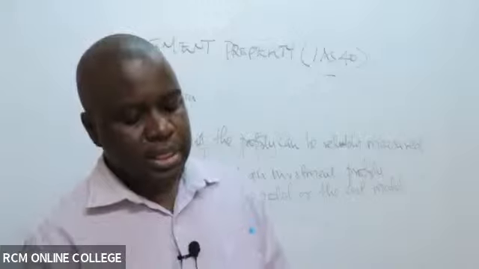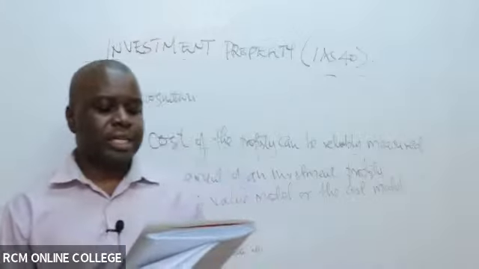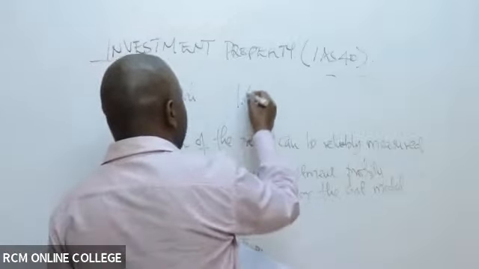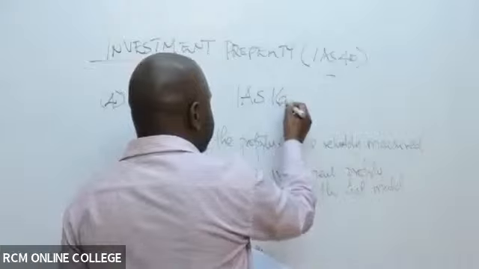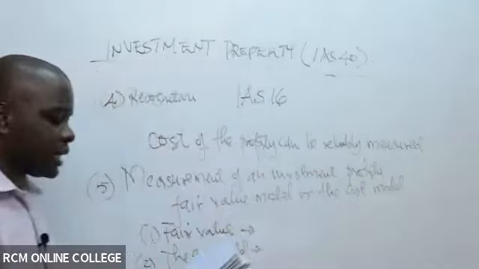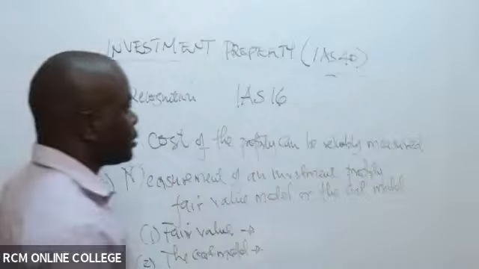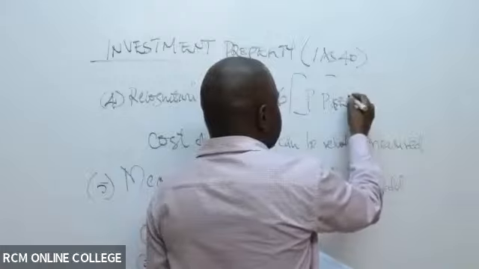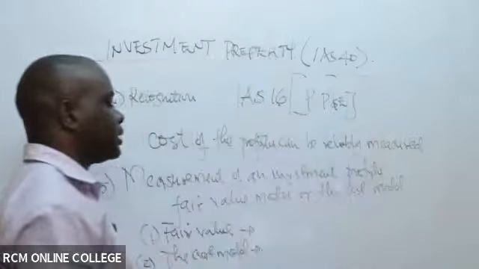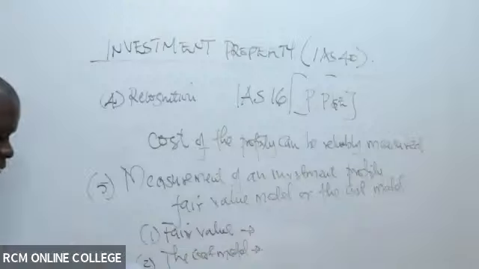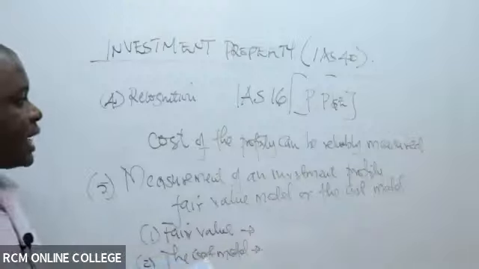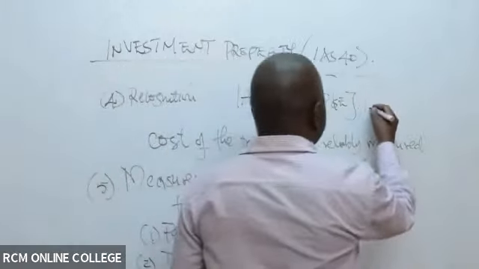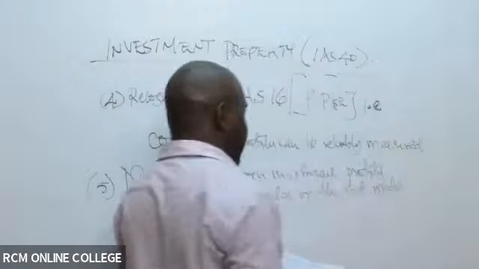as per IAS 16, International Accounting Standard number 16. In brackets, you put property, plant, and equipment, or PPE. This particular IAS deals with property, plant, and equipment. What do you mean by this, i.e.?